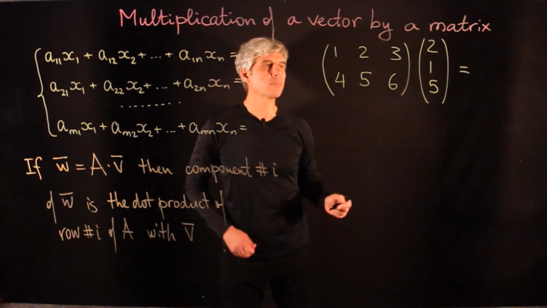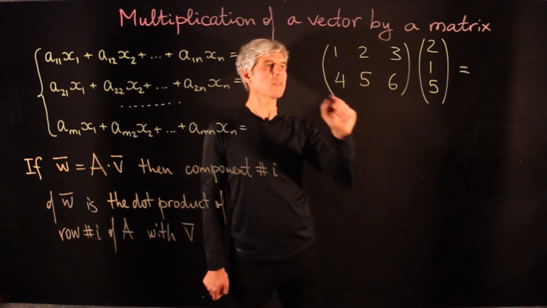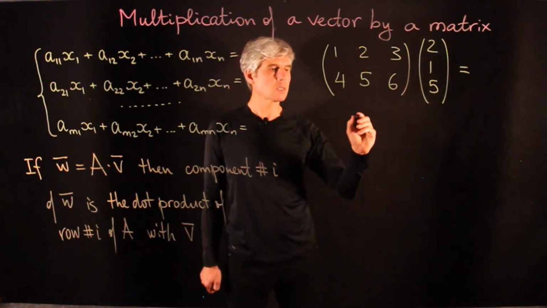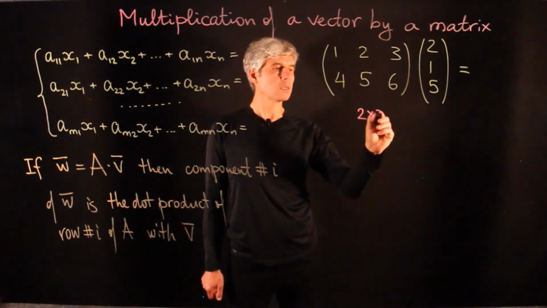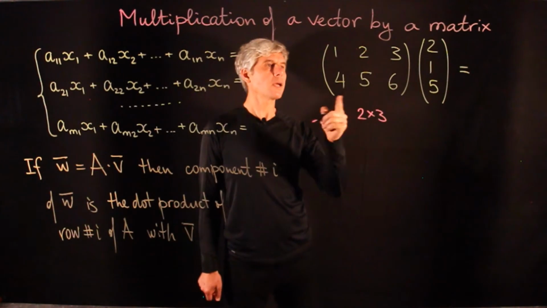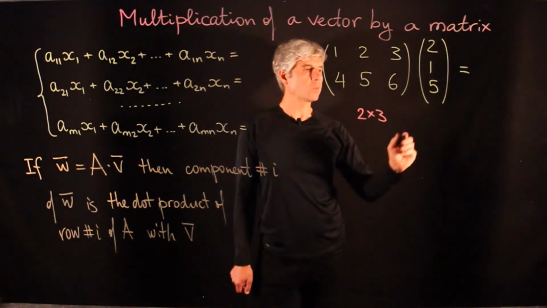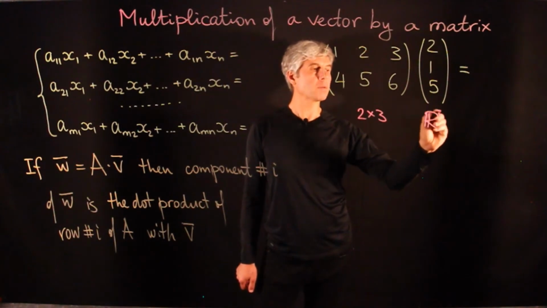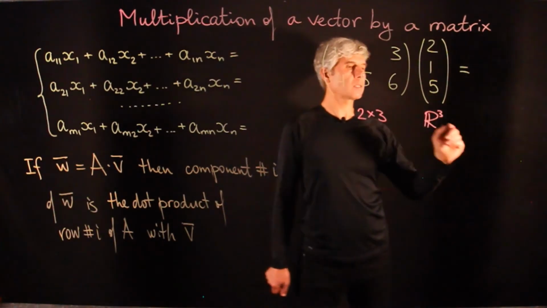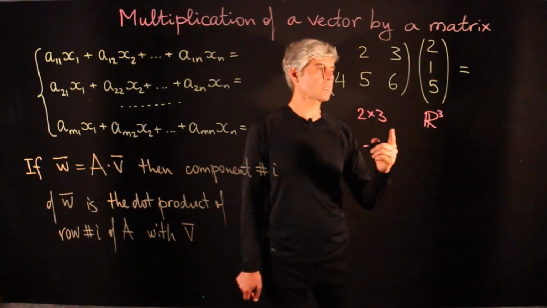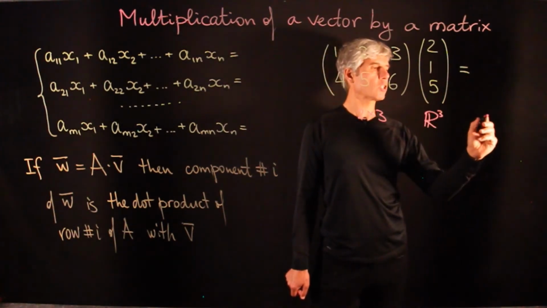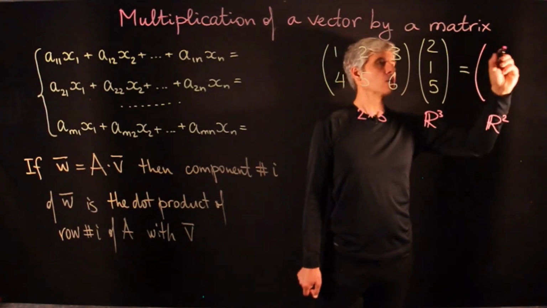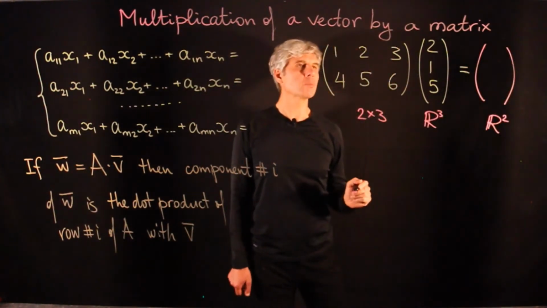Let's do a quick example. Let's multiply this matrix by this vector. This matrix is a 2 by 3 matrix. So it has 2 rows and 3 columns. And we multiply it by a vector with 3 components. Right? And so what this tells us is that the output of this operation is going to be a vector with 2 components. So how do we calculate those components?